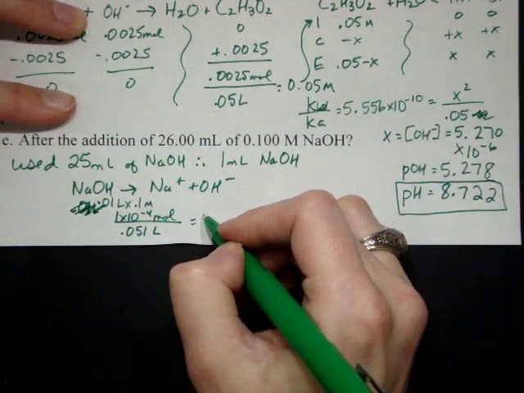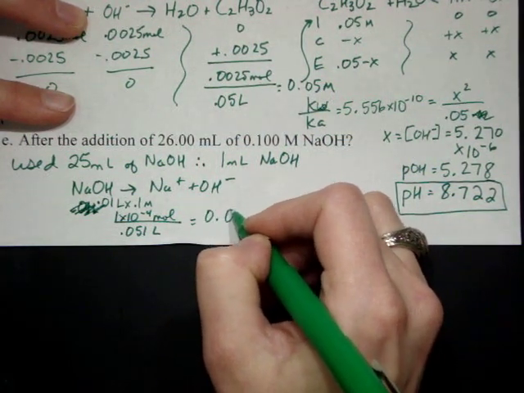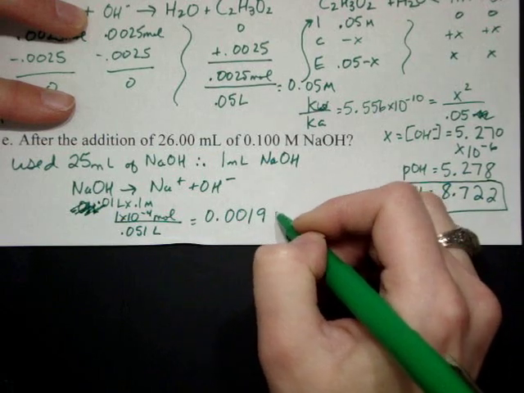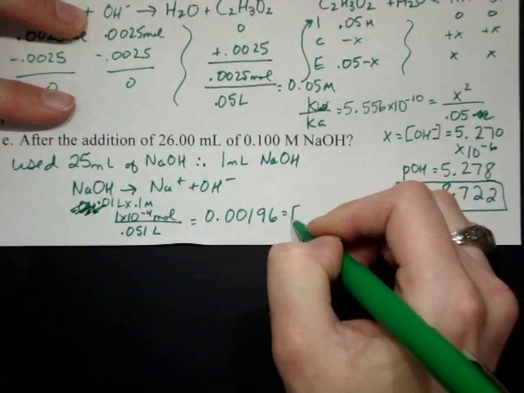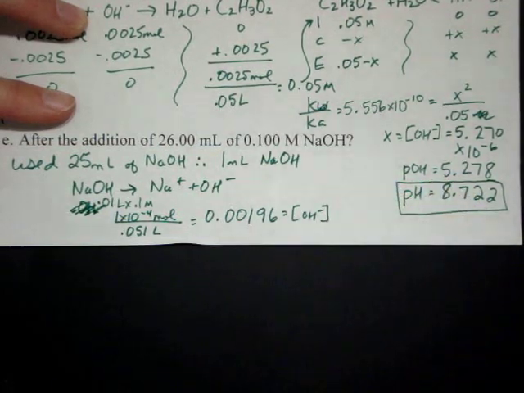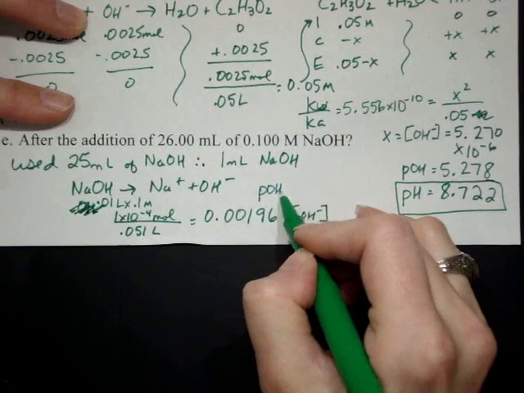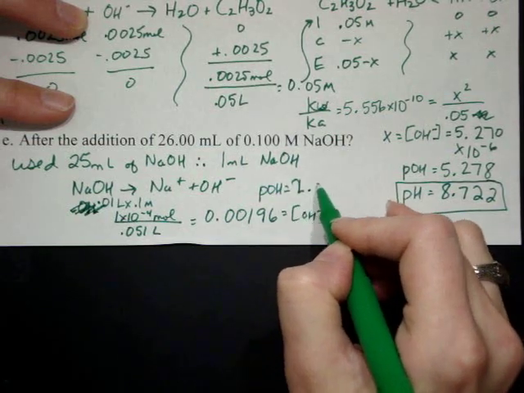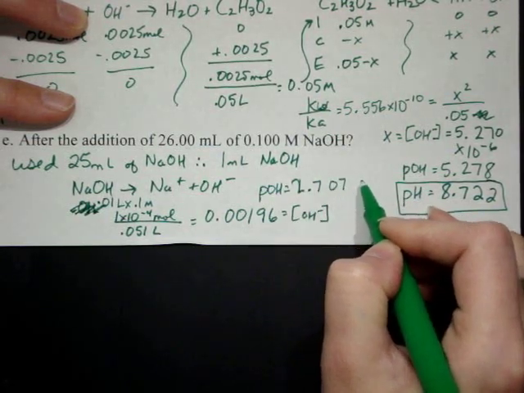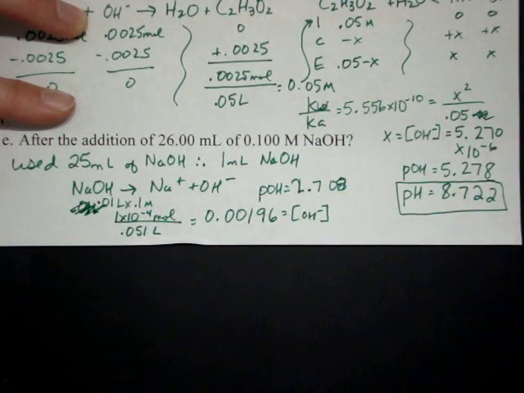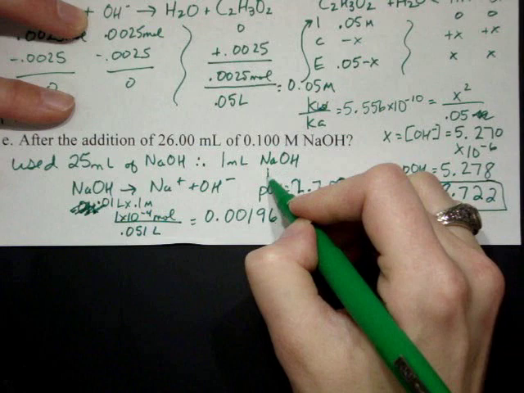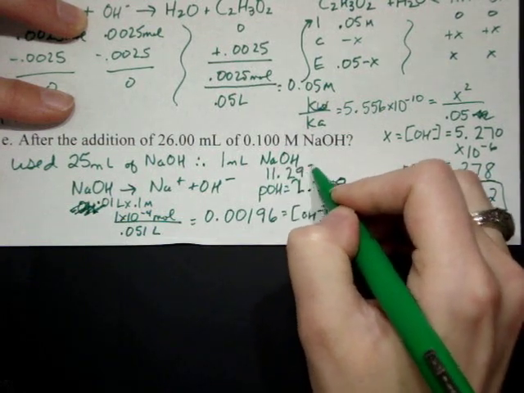That gives me a new hydroxide concentration of 0.00196, and then I can get pH again. So pOH equals 2.708, and 14 minus that is 11.292.